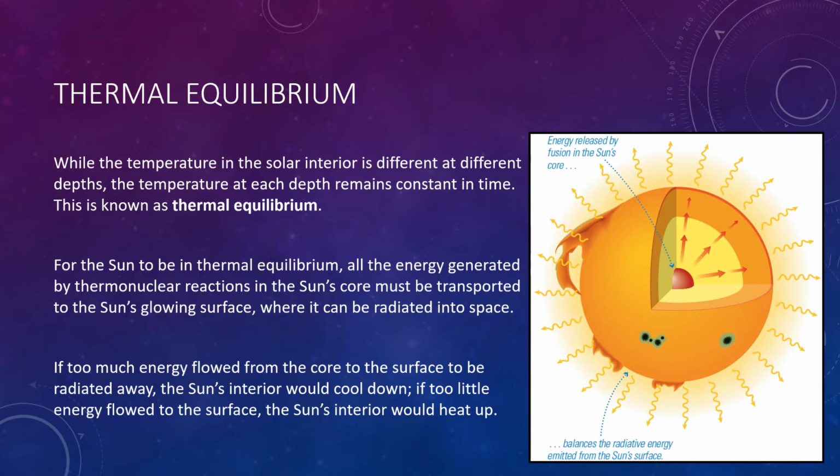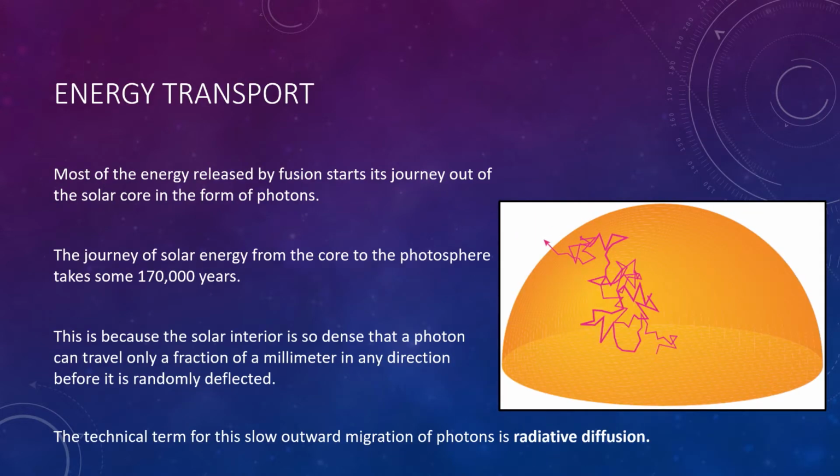So let's look at this energy transport, how the energy is transported through the sun. This is very important. So we have something called the solar thermostat. It balances the sun's fusion rate so that the amount of nuclear energy generated in the core equals the amount of energy radiated away from the surface as sunlight. However, the journey of solar energy from the core to the photosphere, that is the surface of the sun, takes hundreds of thousands of years.